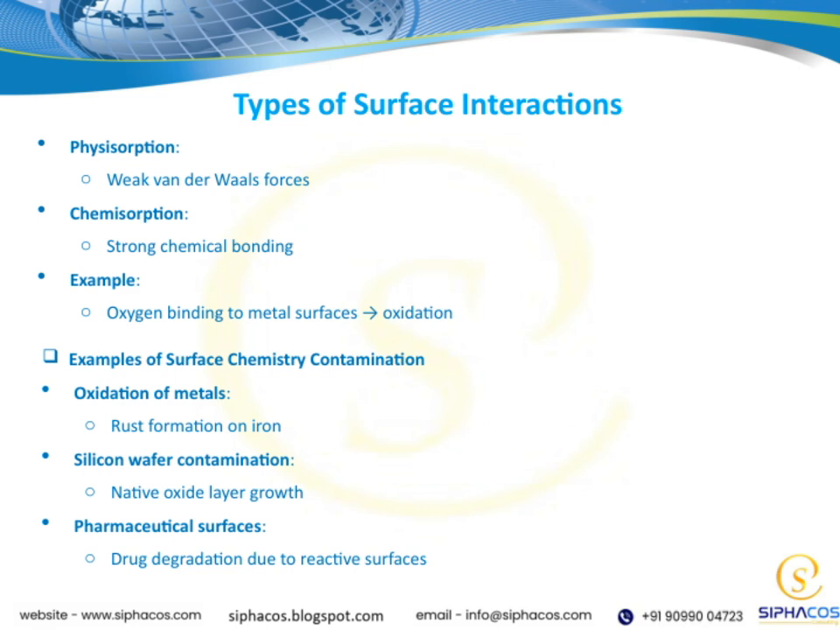Now, regarding the types of surface interactions, we have physisorption and chemisorption. Physisorption involves weak van der Waals forces, which are relatively easy to break apart. Chemisorption, on the other hand, involves strong chemical bonds, making the interaction much more robust. For example, oxygen binding to metal surfaces results in oxidation, a classic case of chemisorption. Understanding these interactions helps us better control contamination and surface reactions across various fields.